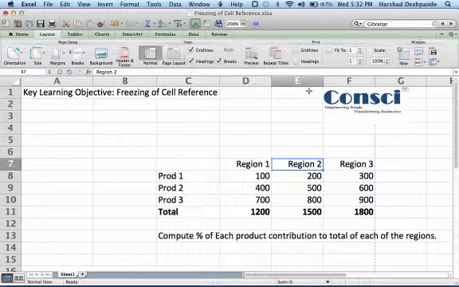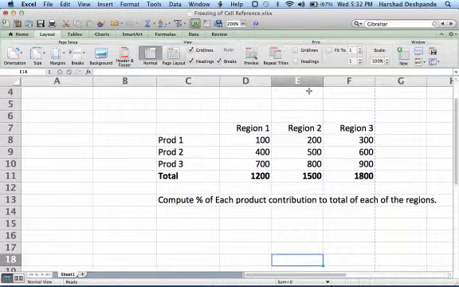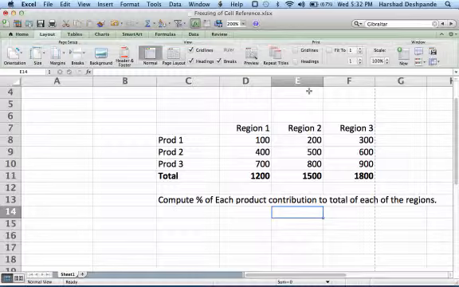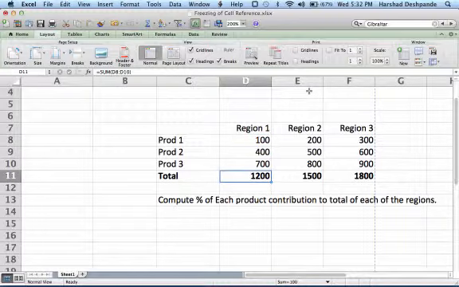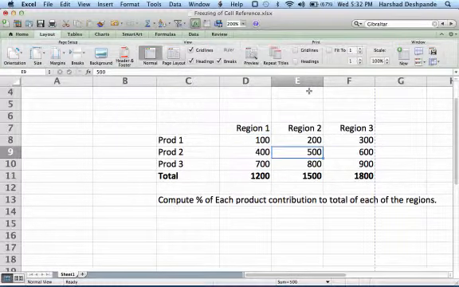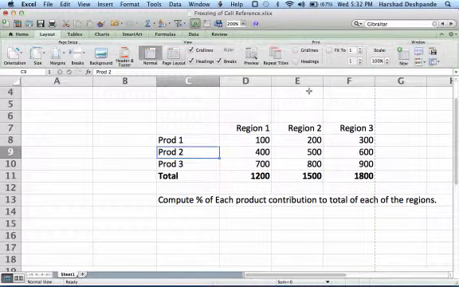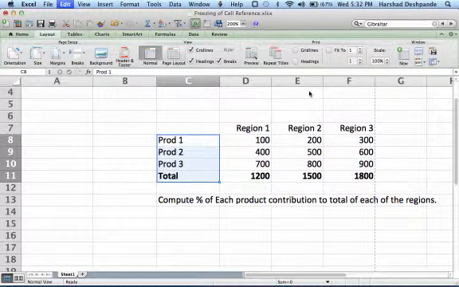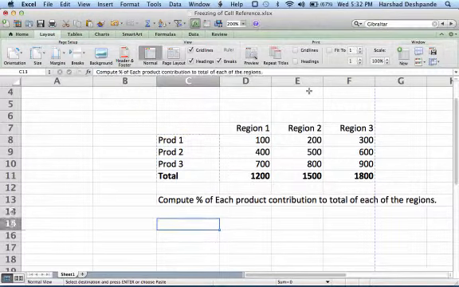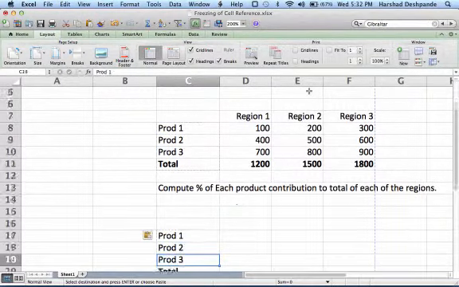So these are randomly chosen numbers to demonstrate this particular exercise. Now the question is, compute percentage of each product contribution to total of each of the regions. So it is being asked to compute the percentage contribution by each of the products to total of each of the regions. So what we essentially need to do is, you will divide 100 by 1200, 200 by 1500, and so on. So to deploy this, let us first of all create a similar matrix over here below this table.